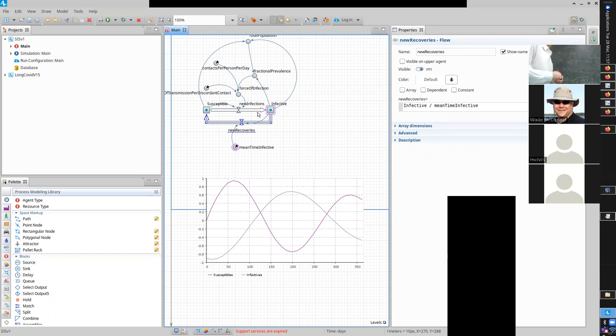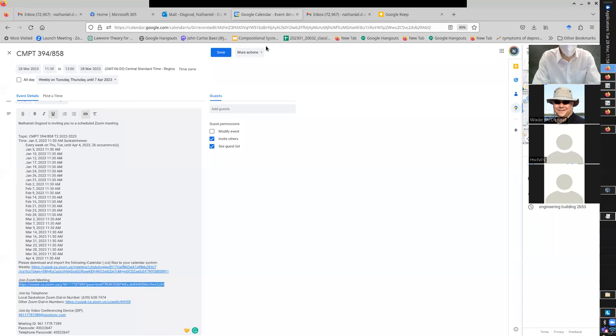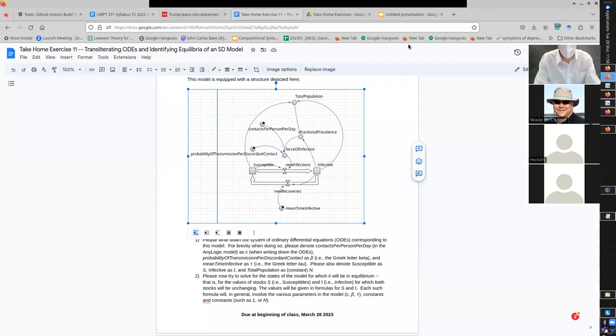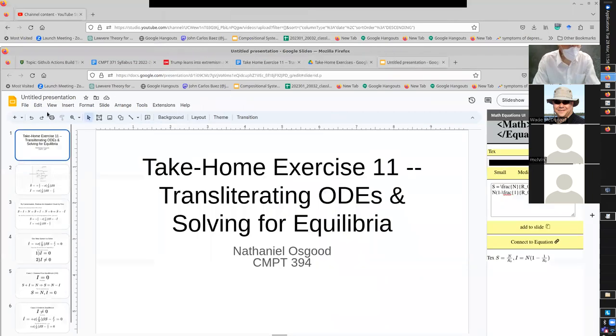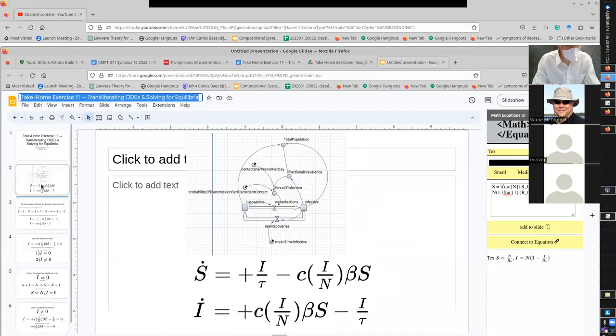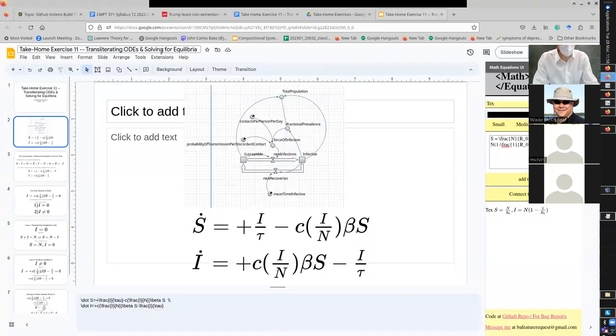Yeah. Okay. So this was the first part of the take-up exercise. Anyone want to ask questions? Pretty please? No? Okay. So I wrote this down and I don't know why it's called Untitled Presentation. It's about this exercise. So here are these easy equations, right?